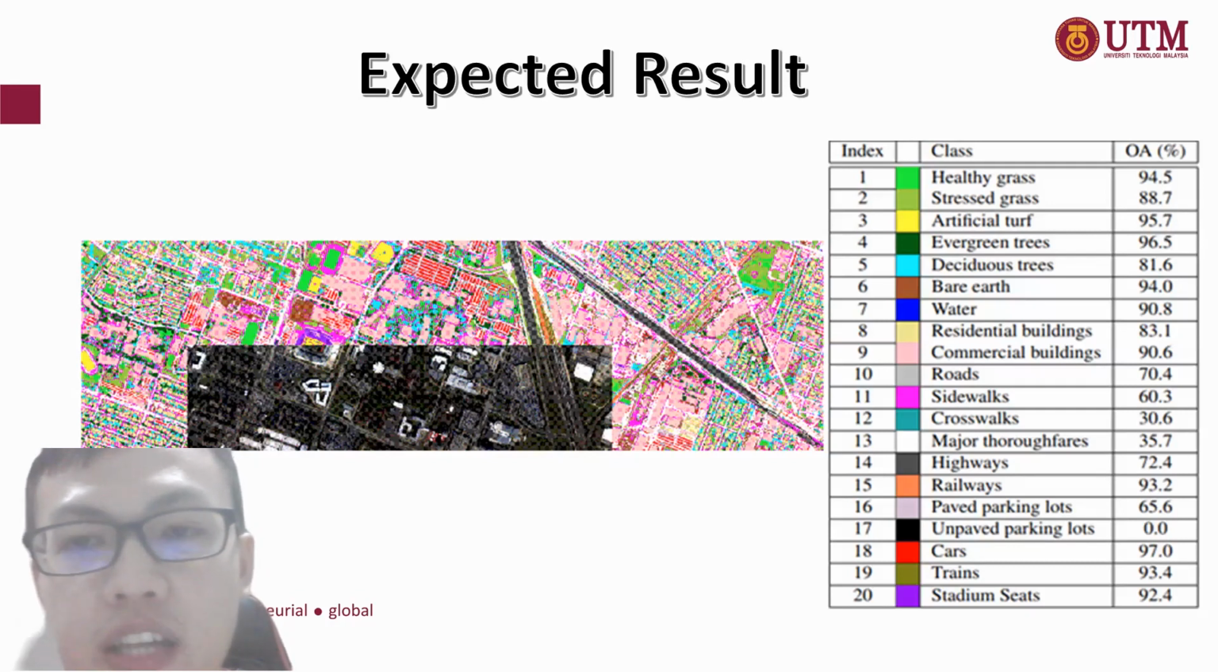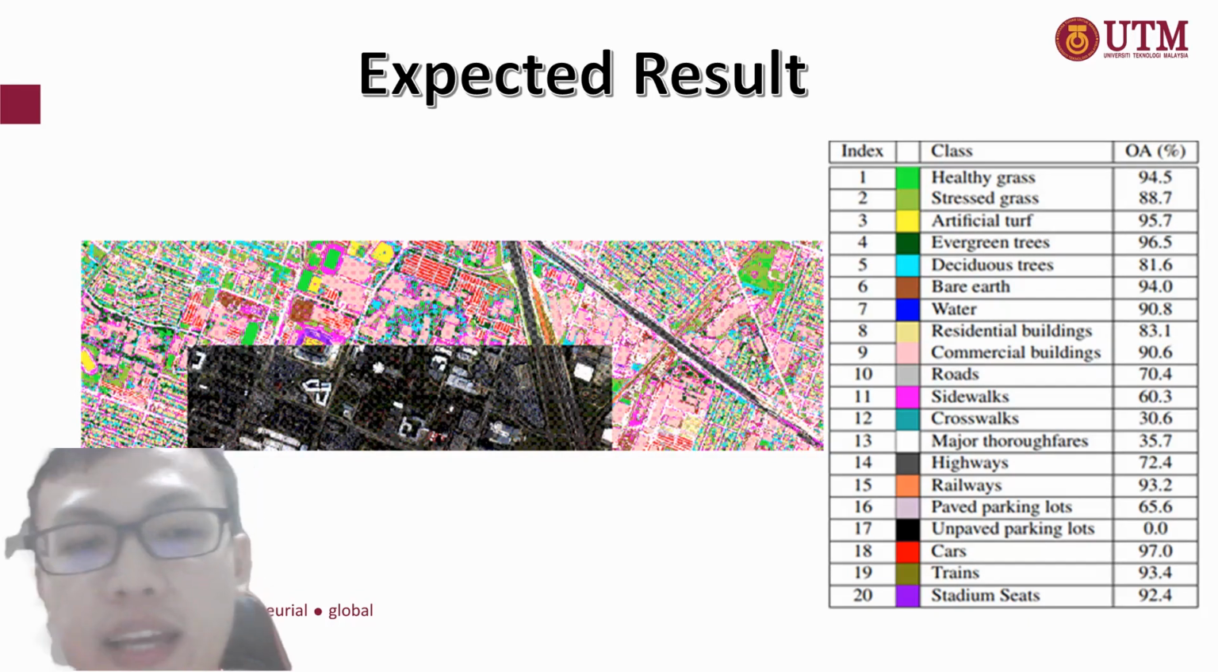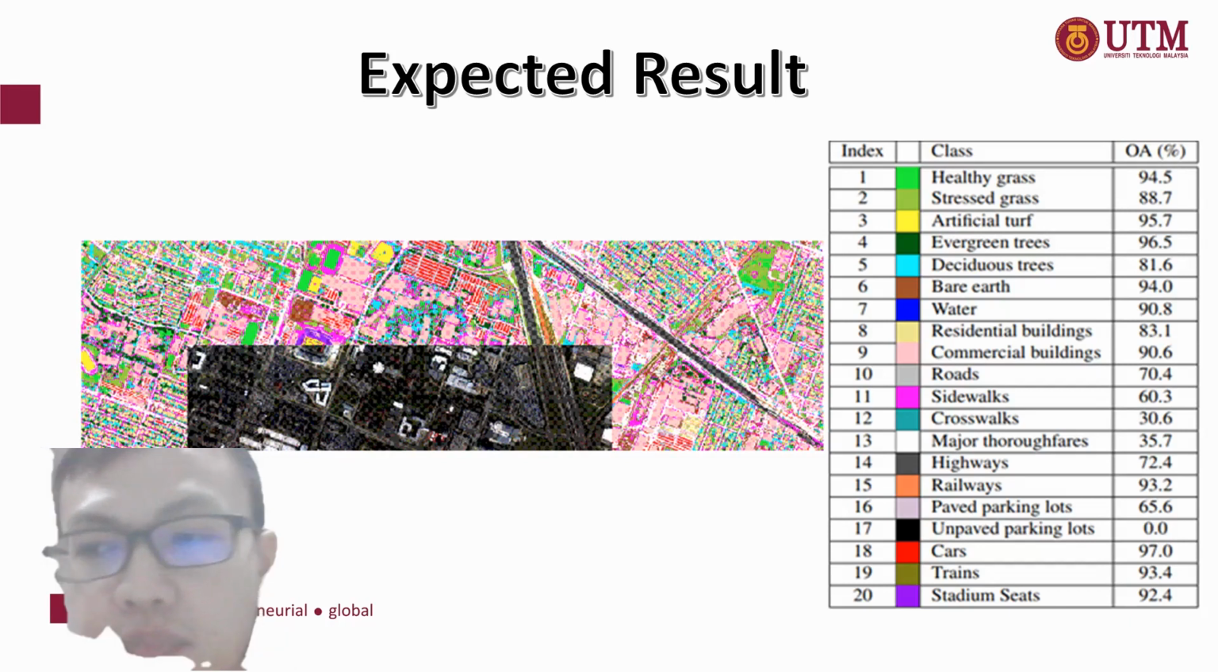combined with the overall accuracy, as shown in the figure on the right hand side. So as a user, we can view the differences in the class changes and also the overall accuracy, to see exactly the accuracy of the output. That is my expected result.